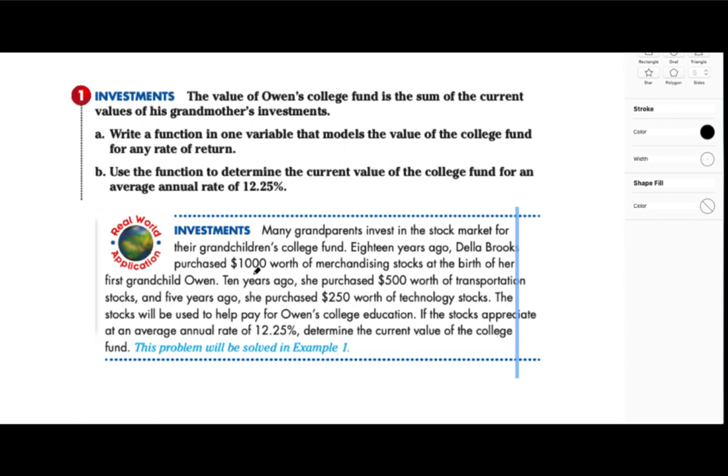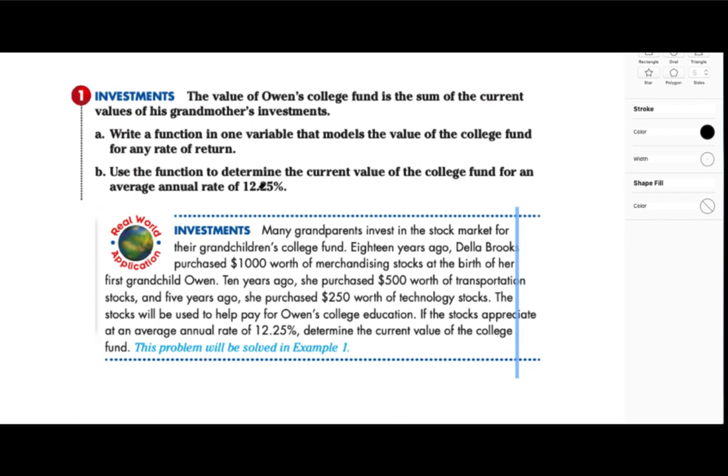This first example is one that's going to be referencing some information from the beginning of the chapter, so let's start there. Many grandparents invest in the stock market for their grandchildren's college fund. 18 years ago, Della Brooks purchased $1,000 worth of merchandising stock at the birth of her grandchild, Owen. 10 years ago, she purchased $500 worth of transportation stock, and 5 years ago, she purchased $250 worth of technology stock. The stock will be used to help pay for Owen's college education. If the stocks appreciate at an average annual rate of 12.25%, determine the current value of the college fund.